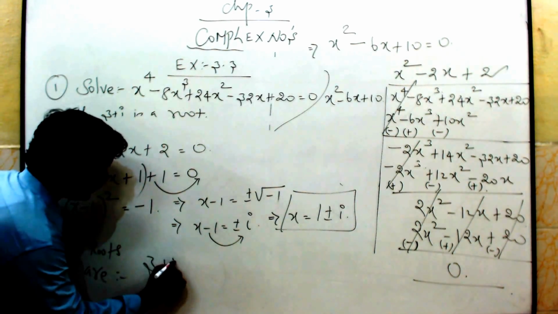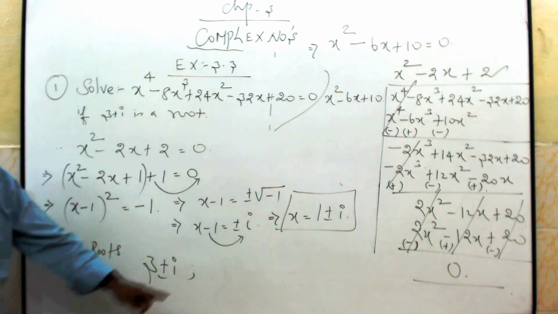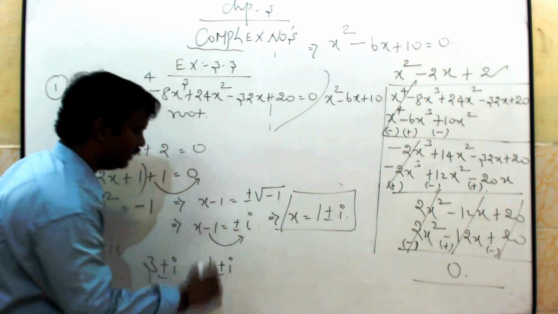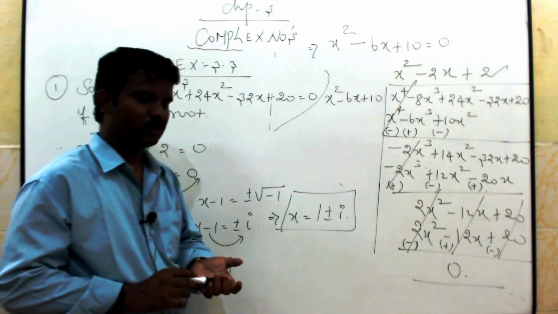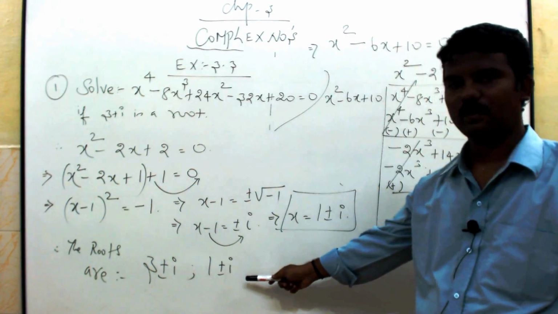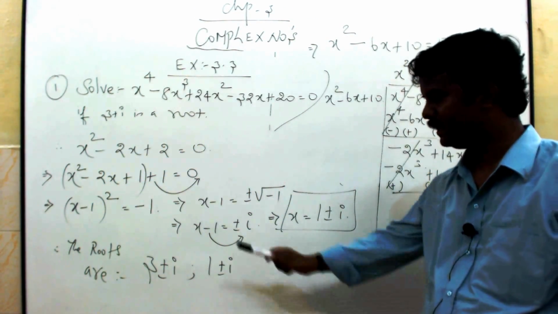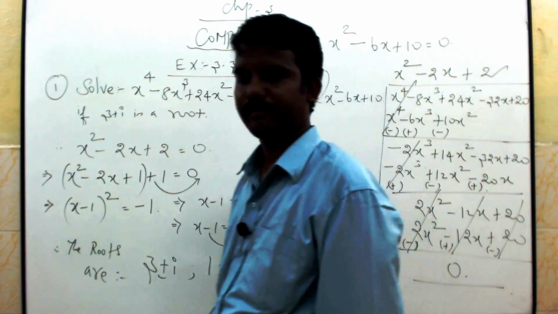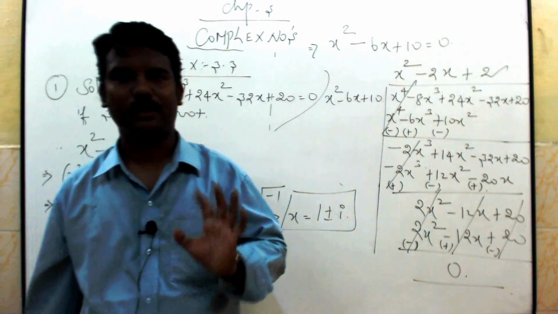3 plus or minus i. What are the other two roots? 1 plus or minus i. So totally the 4 roots are 3 plus or minus i and 1 plus or minus i. So these are the solutions of the given polynomial. புரிஞ்சுதா? இதே மாதிரி தான் நீங்க செகண்ட் சம்மும் போடணும்.